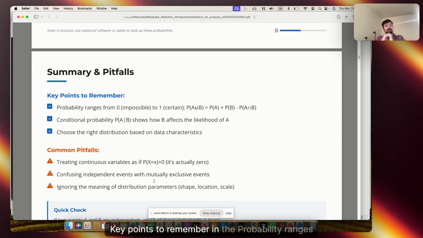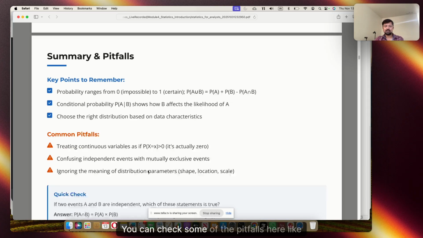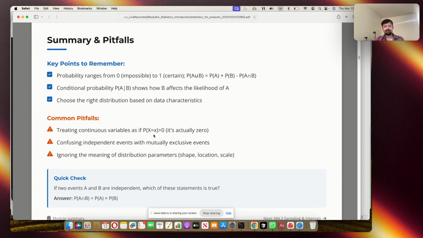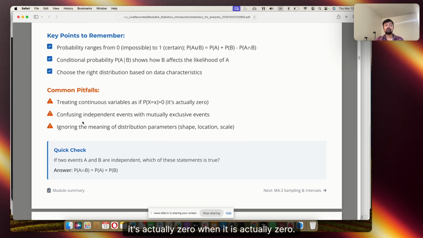Key points to remember: probability ranges from 0 to 1, which is the first fundamental principle that we are discussing here. Conditional probability is very, very important, when the probability of B affects the probability of A. Choosing the right distribution based on the data characteristics is extremely important. You can check some of the pitfalls here, like treating a continuous variable as if a single outcome has nonzero probability, when it is actually zero. Confusing independent events with mutually exclusive events. Ignoring the meaning of distribution parameters like shape, location, and scale.